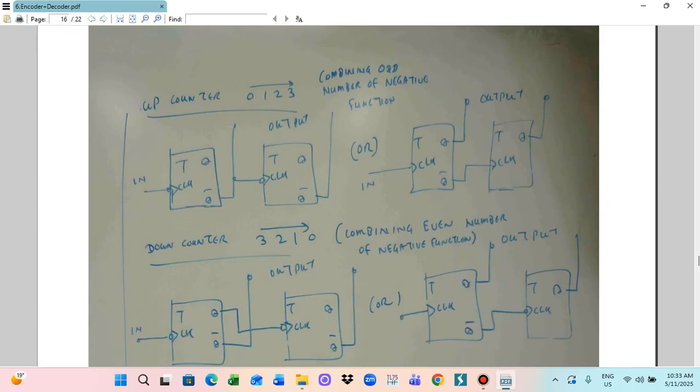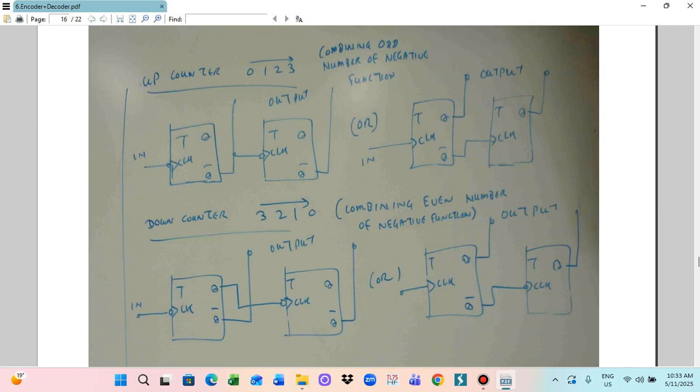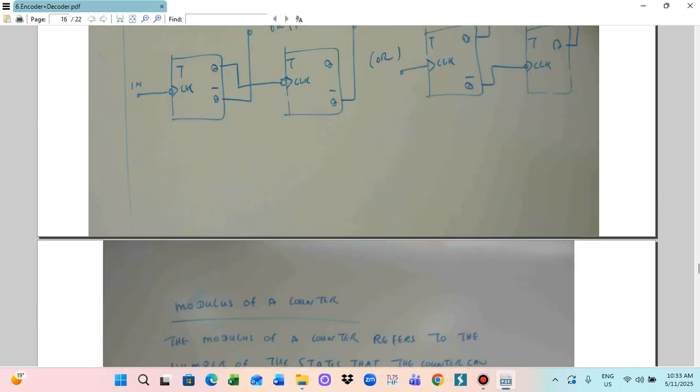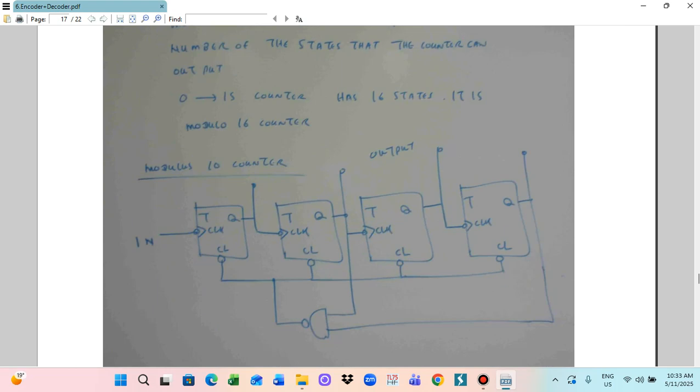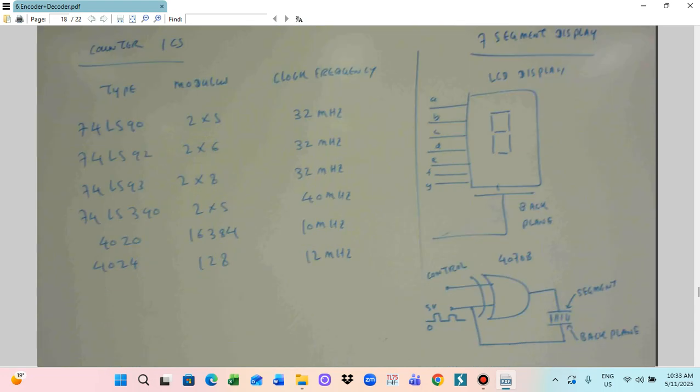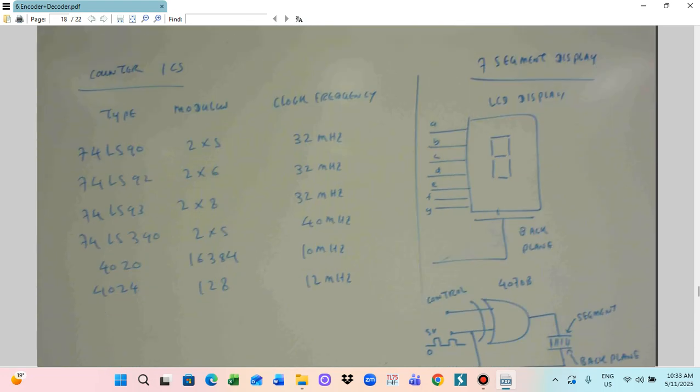This is the up counter and the down counter. They are the flip-flop connection and the counter circuit connection. Here we use the modulus of the counter. The modulus of the counter connection, you can see in the diagram. This one will be the counter IC. Kind of the counter IC. Therefore, for the timer circuit we utilize the counter IC.